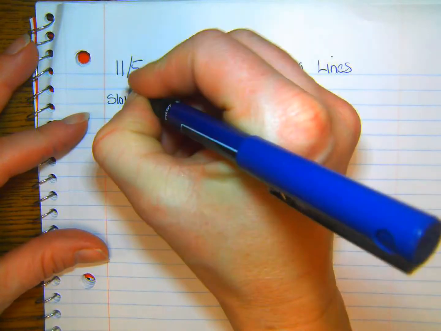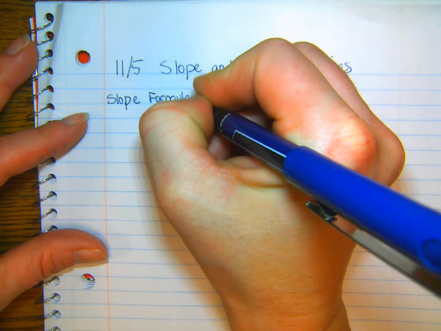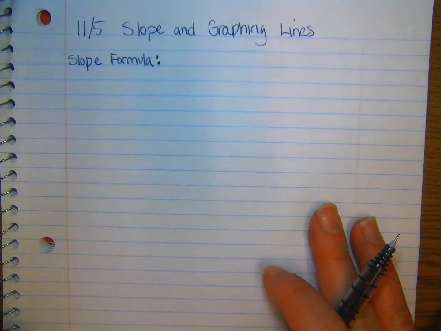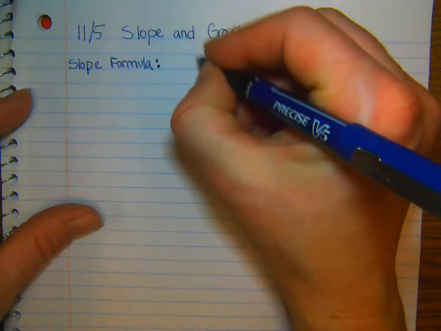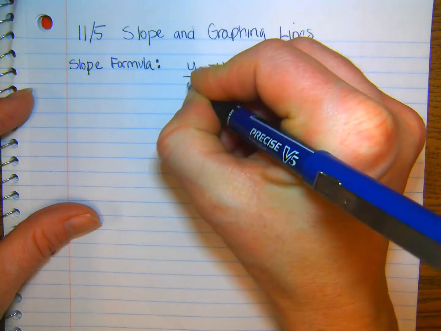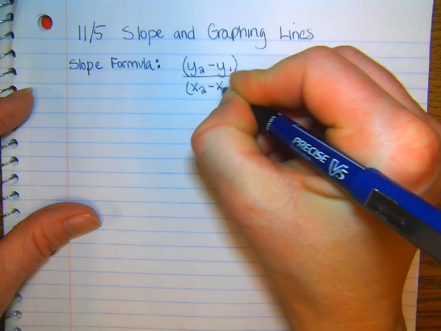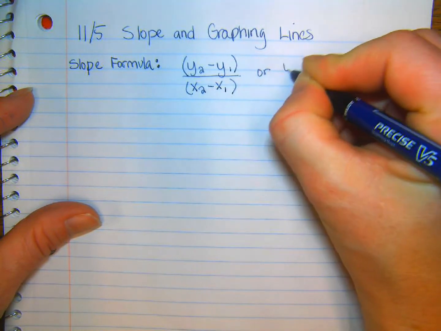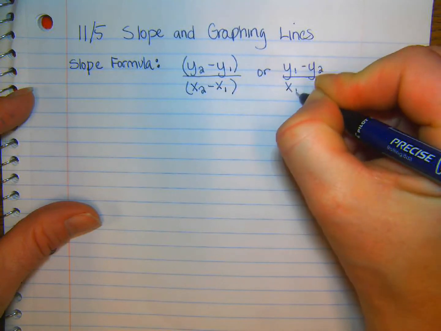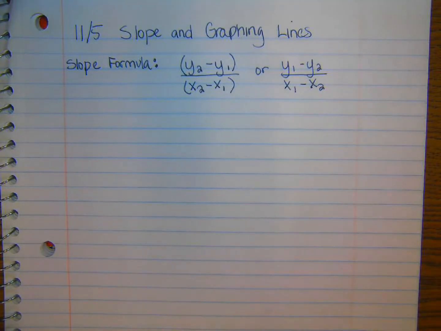We'll do something on slope. Do you all remember the slope formula, or should we write that in our notes? Does anyone want me to write it in our notes? I will if you want. Yes? Okay. So the slope formula is y2 minus y1 over, I guess you can have parentheses, x2 minus x1. Or you can do y1 minus y2, but then you would do x1 minus x2. Either is fine.